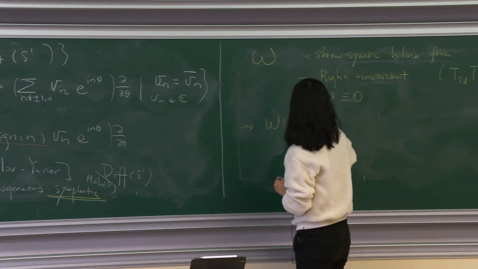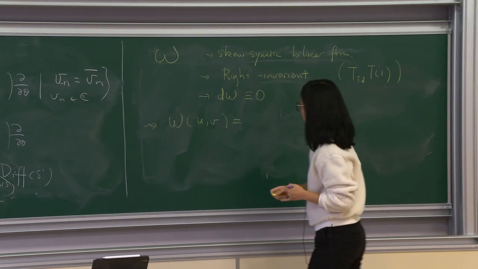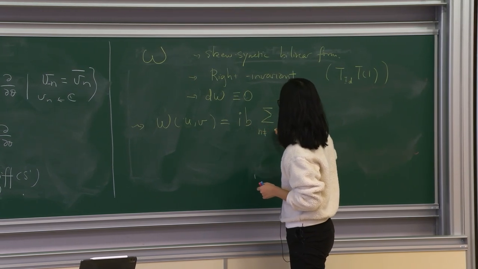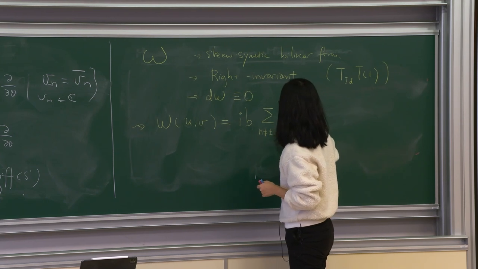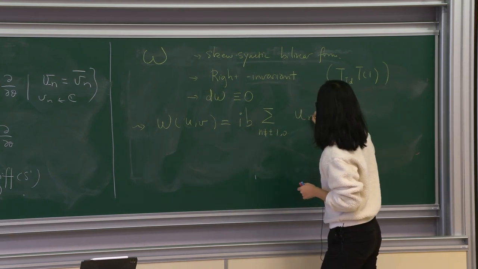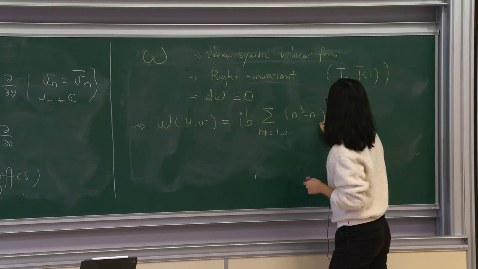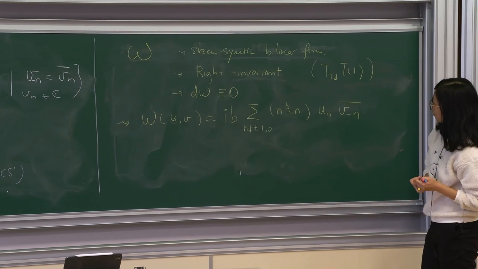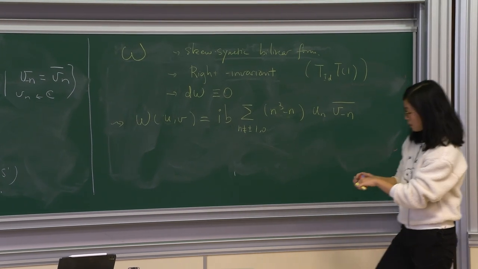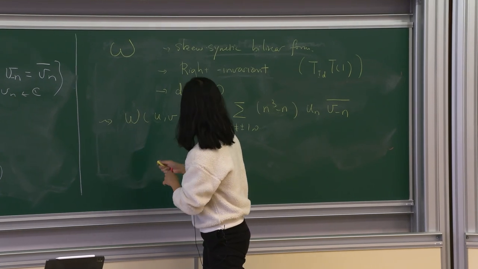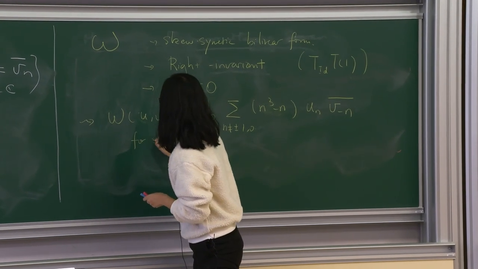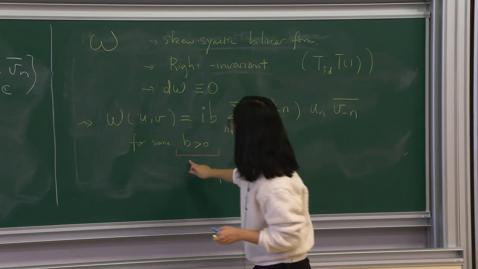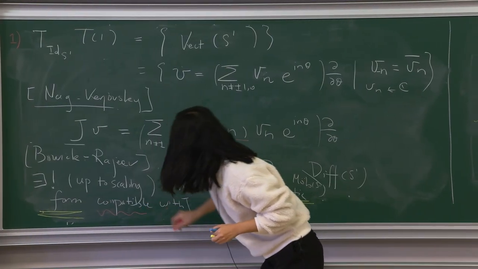And then you can show that omega of u, v has to be in the form of i times b times the sum of u_n and v_n times n cubed minus n, for some b positive. Okay, sorry, this condition comes from the last one, the compatibility with this J.